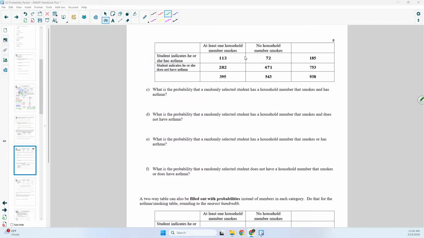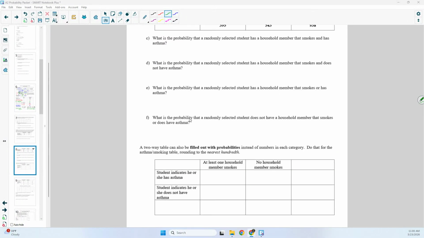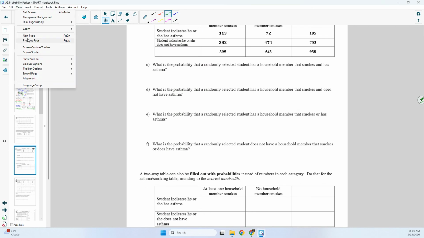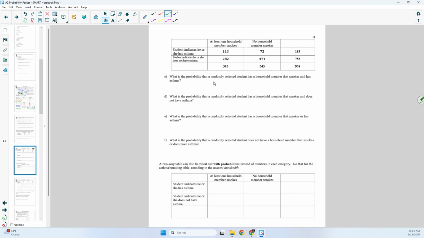So we're on the bottom of page 8, but we do need to look at the top of page 8 to be able to do that part of the page. For the past couple problems, we've been looking at two-way tables with numbers in them. We can also do two-way tables with probabilities, and that gives us a little more direct information, and it also lets us work towards this formula we're going to use on the next page.